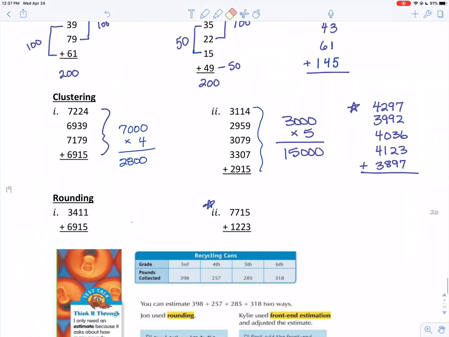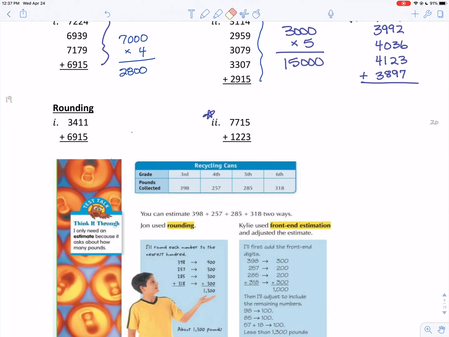And then our last estimation is rounding. Now with rounding, you can round to the hundreds or the thousands. It just depends on how accurate you want to be. So we could round to the 100s, and that would be 3,400, and 6,900, and that would be about 10,300. Or you could just round to the thousands, which would be about 3,000, added to 7,000, which would be about 10,000. So it just depends on how accurate you want to be. I'd like you to do the last one and turn it into class.